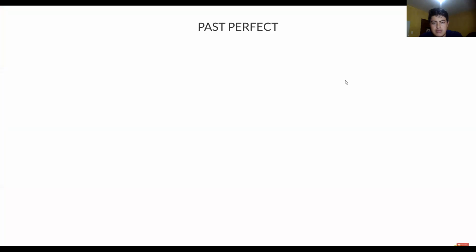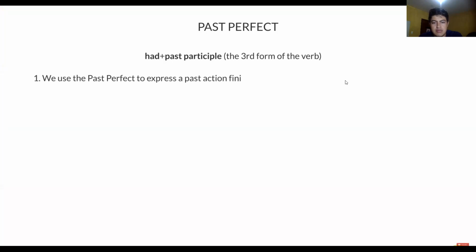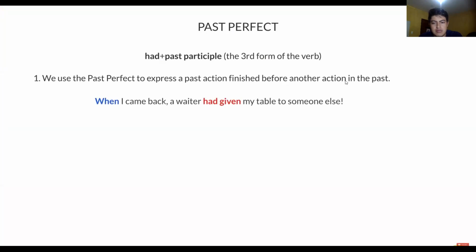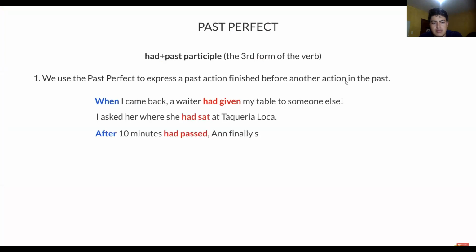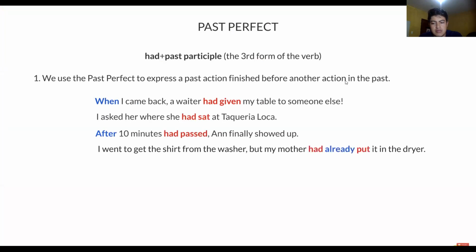Past perfect. The formula for past perfect is had plus past participle, or the third form of the verb. We use the past perfect to express a past action finished before another action in the past. When I came back, a waiter had given my table to someone else. I asked her where she had sat at Taqueria Loca. After 10 minutes had passed, Anne finally showed up. I went to get the shirt from the washer, but my mother had already put it in the dryer. I had meant to put it in the dryer before I started getting ready.